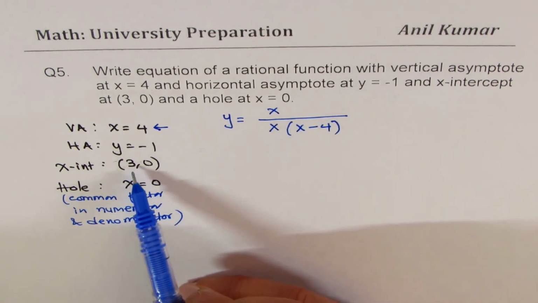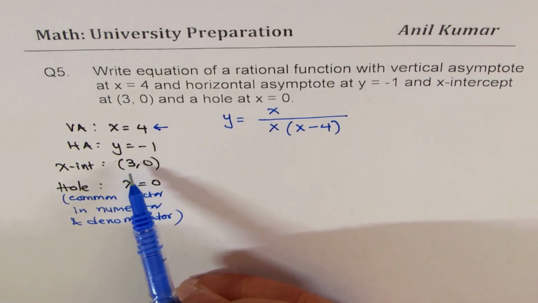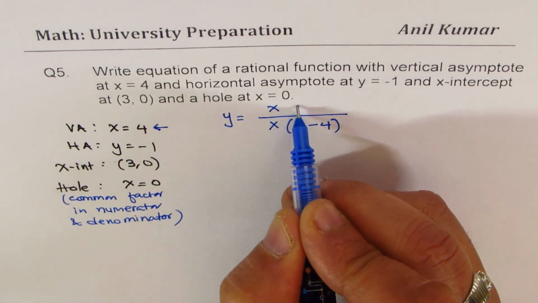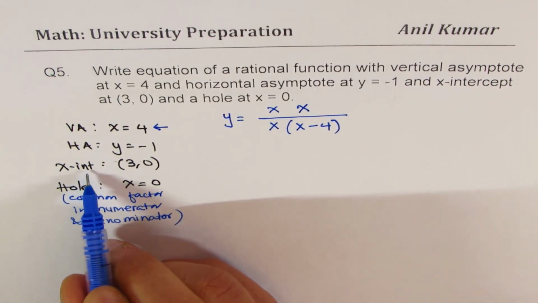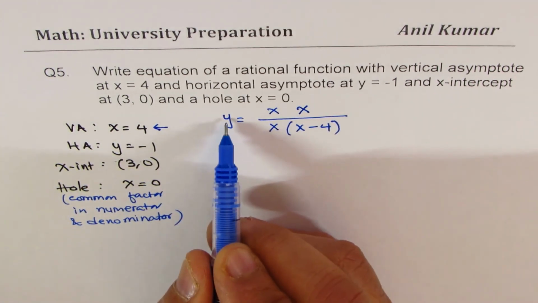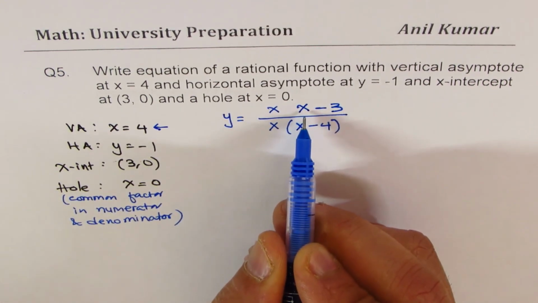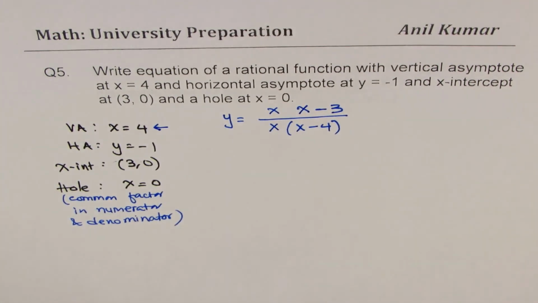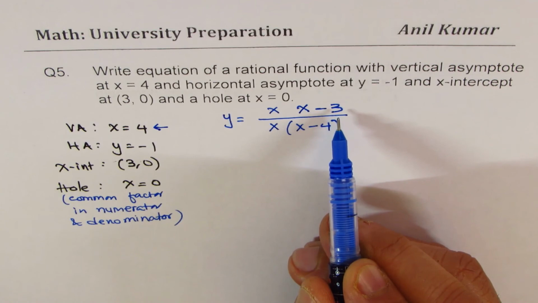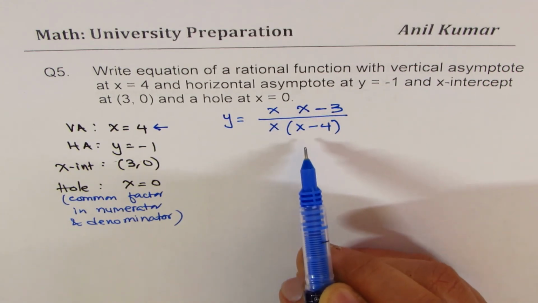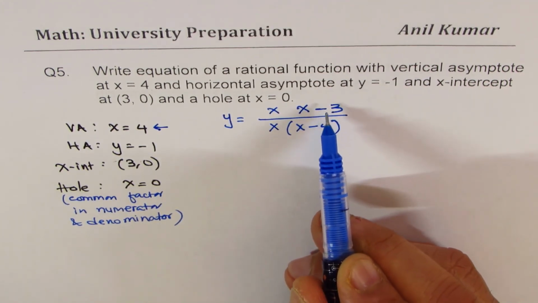In the numerator, if I substitute x equals 3, I should get 0 in the numerator. That's what it means, right? So basically, because the x-intercept is 3, that means y will be 0 at this point. Is it okay? So if I write x minus 3, that will ensure that for a value of 3, it is 0. Do you see that? So that gives you a kind of idea of how we could really relate it, right?